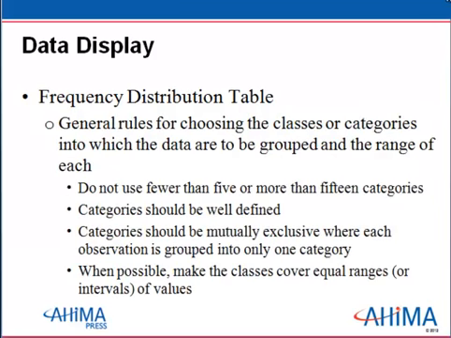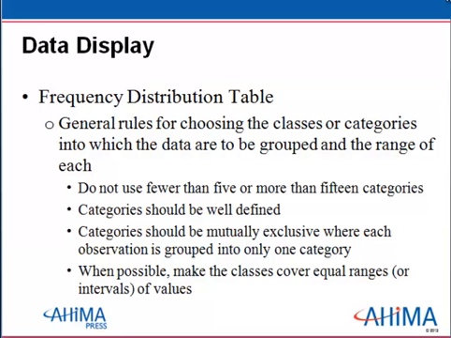There are some general rules for choosing the classes or categories into which data are to be grouped and the range of each. Do not use fewer than 5 or more than 15 categories. However, that choice depends mostly on the number of values that are going to be grouped. Categories should be well defined. Choose categories that cover the smallest and the largest values and do not produce gaps between your categories.